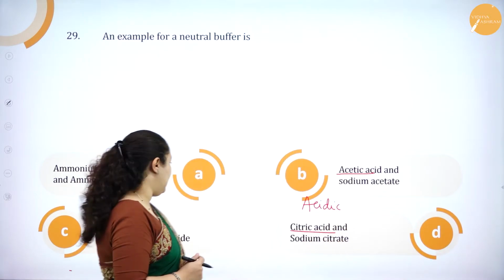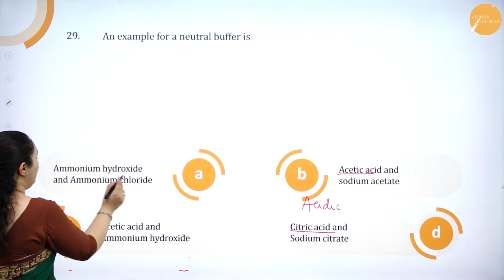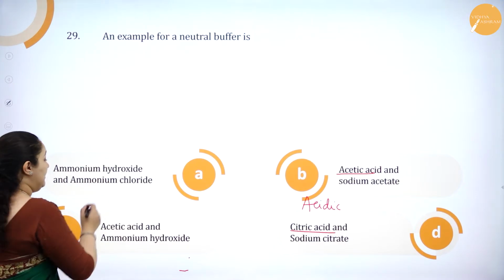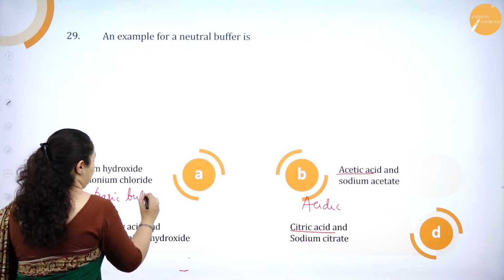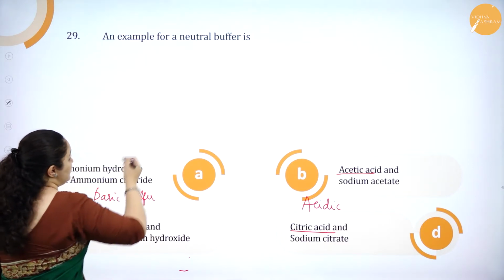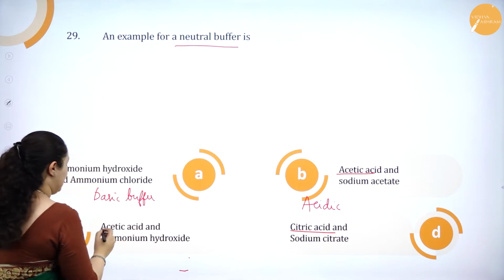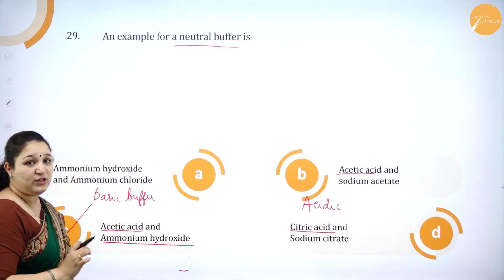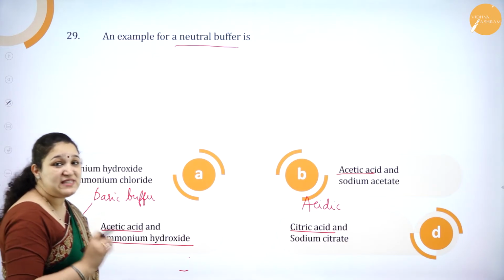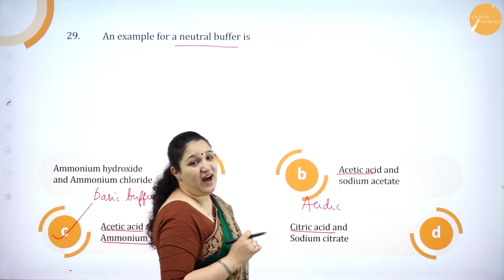But here you can see option A, ammonium hydroxide and ammonium chloride. This is a basic buffer, isn't it? But they are asking us for a neutral buffer. Yes, acetic acid and ammonium hydroxide will form a neutral buffer. That is why option C is the right answer.